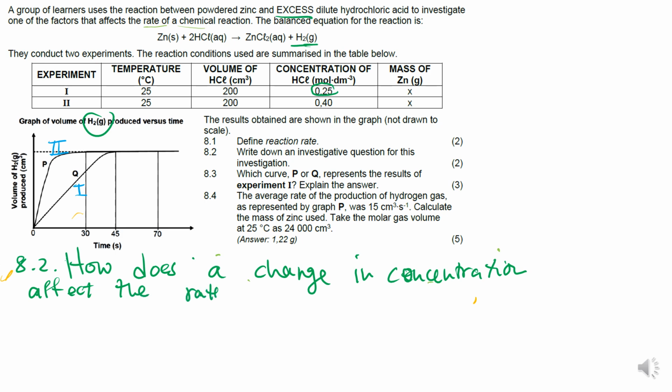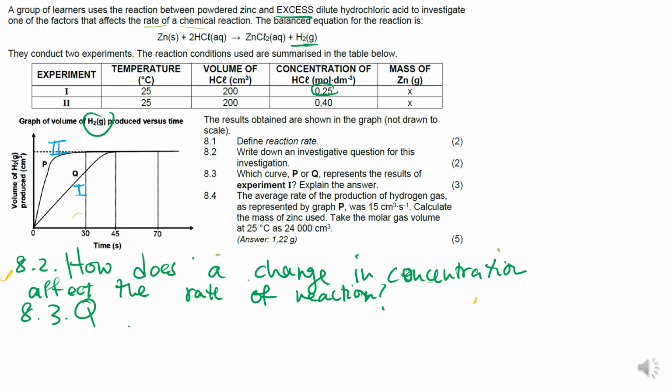Number 8.3 we've already answered. Why? Because when we were analyzing, we checked which graph belongs to which experiment. So we've already answered that. 8.3 says, which curve, P or Q, represents the results of experiment number 1? And that would be curve Q. I've already explained that one.